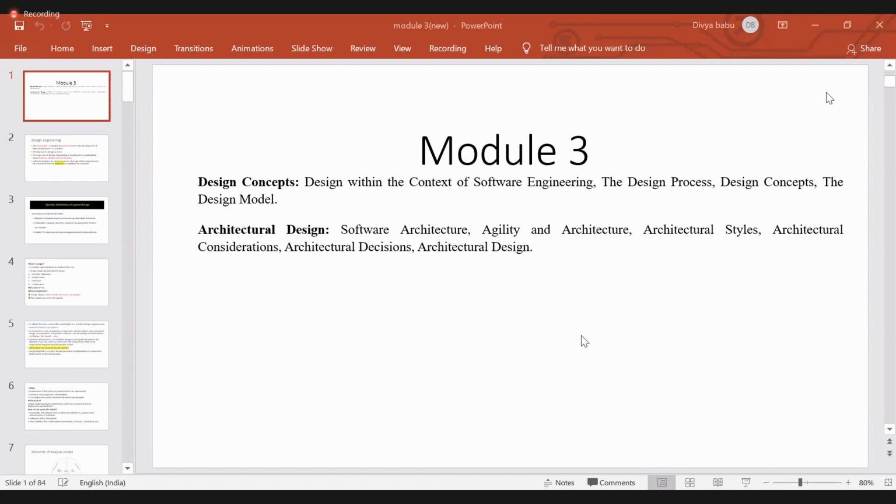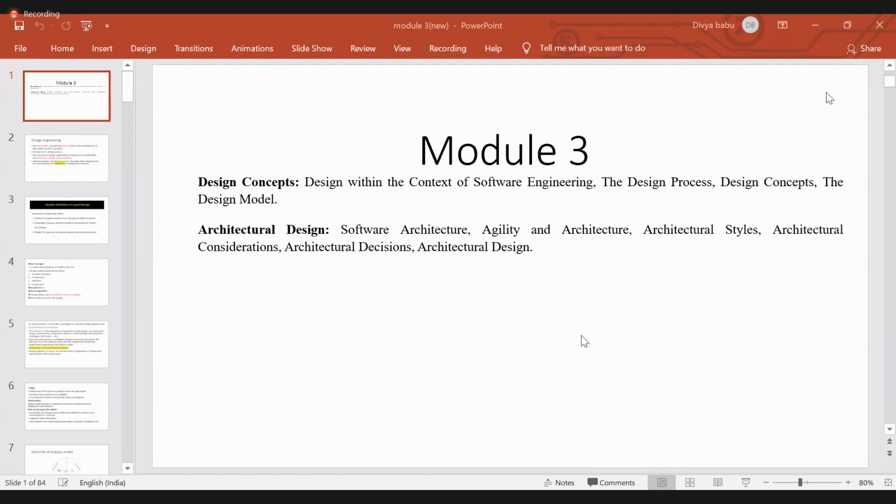ma'am. Today I'm going to discuss module 3. Design concepts. Yesterday we discussed all the question papers, right? For module 1 and module 2 exam papers we discussed. So today I'm planning to take module 3. Module 3 actually is about the designing part.